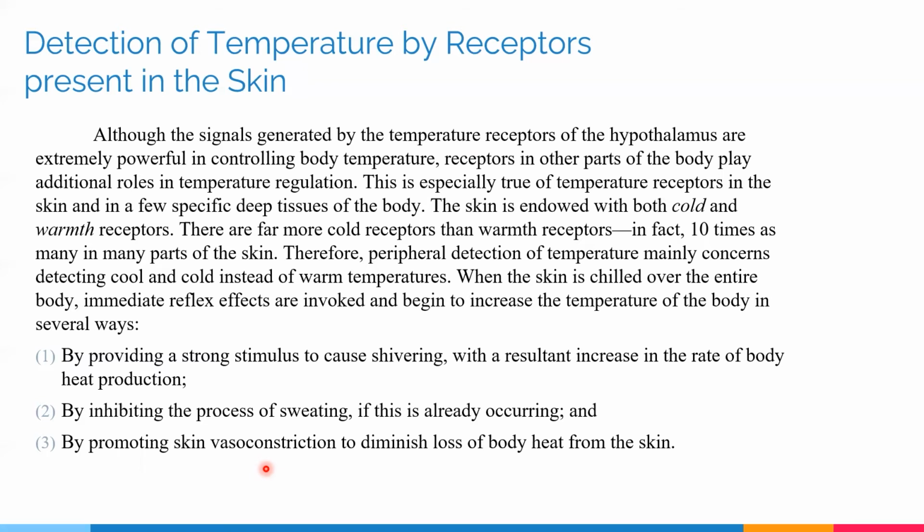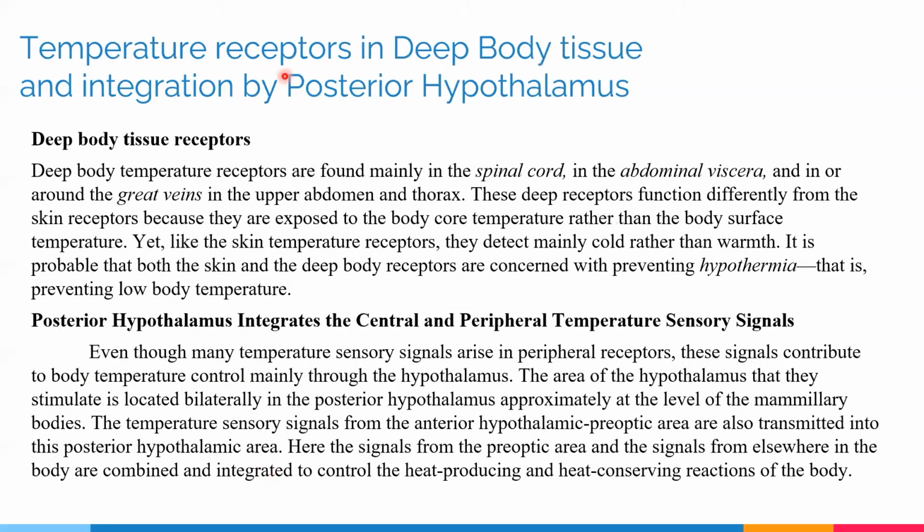Next, we look into temperature receptors in deep body tissues and integration of the various temperature receptor signals by the posterior hypothalamus. So first we look into the deep body tissue receptors. Deep body temperature receptors are found mainly in the spinal cord, in the abdominal viscera, and in or around the great veins in the upper abdomen and the thorax.